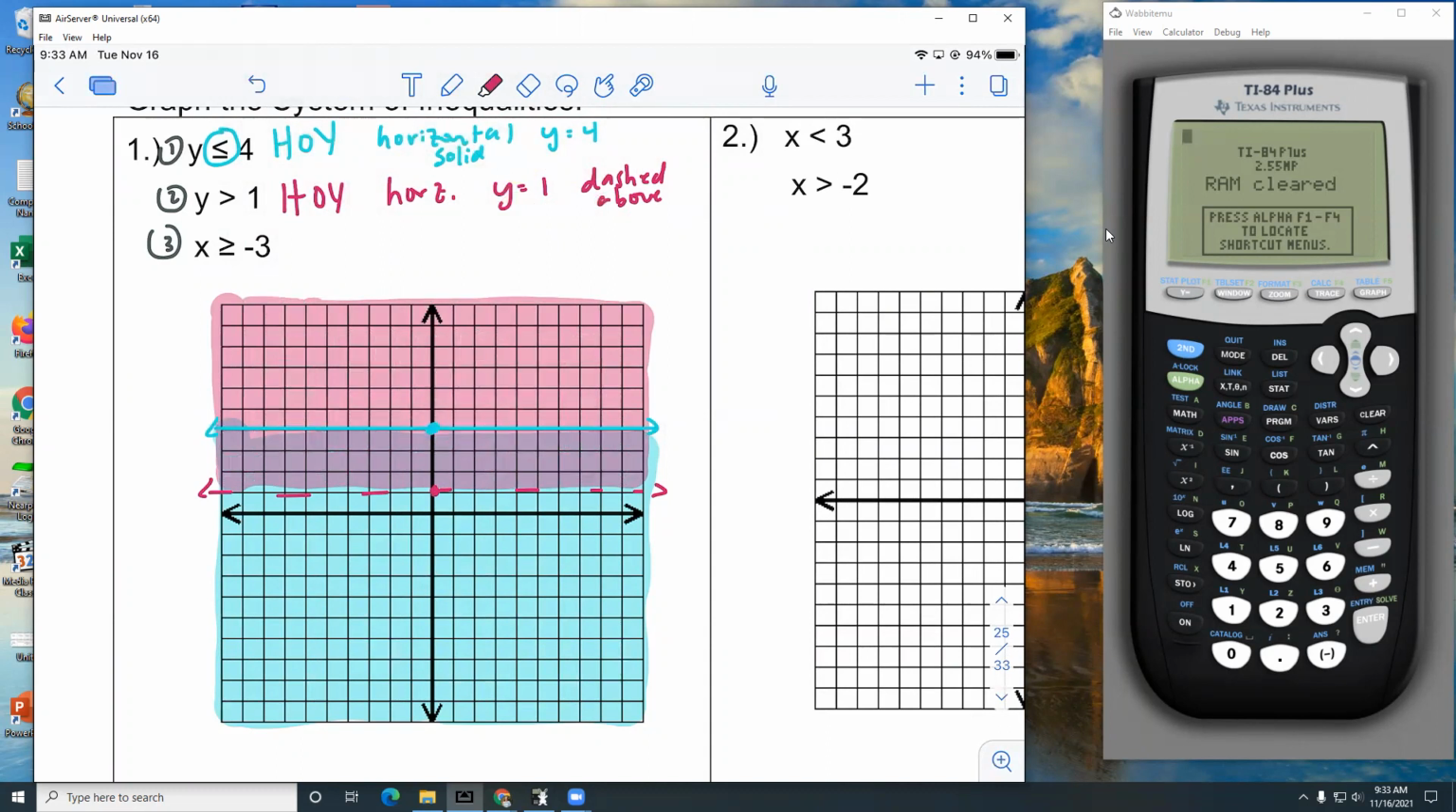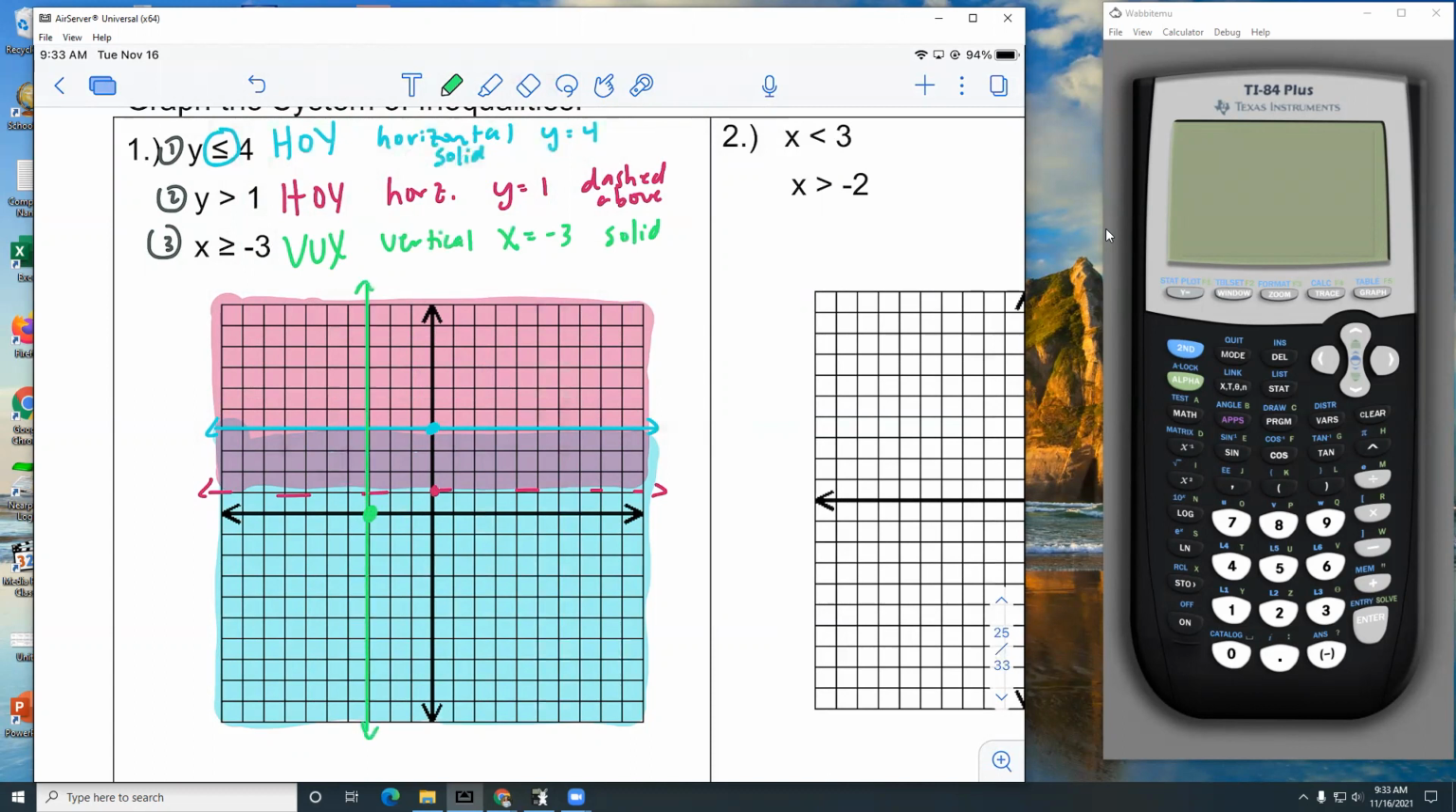Shade above. All right, and then for number 3, for our last one. Now it's just x equals a number, or x is greater than or equal to -3. So x is a Vux situation. So I will have a vertical line at x equals -3. So on my x-axis, I'm going to go to -3. Since it's greater than or equal to, it'll be a solid line. So I'm going to draw in a solid vertical line, x equals -3.